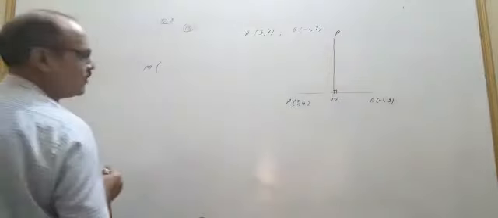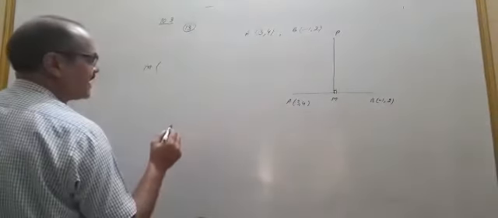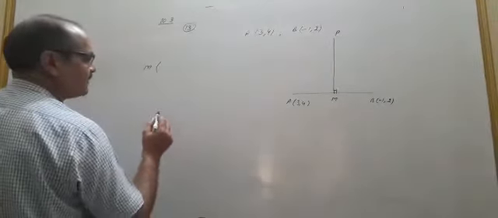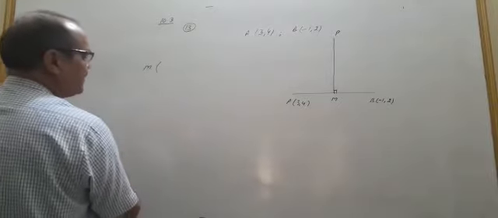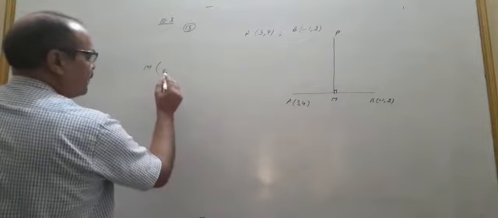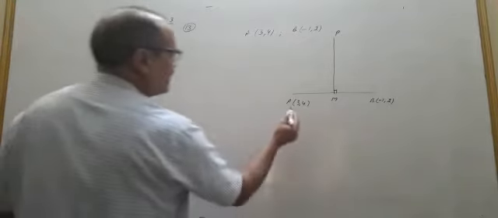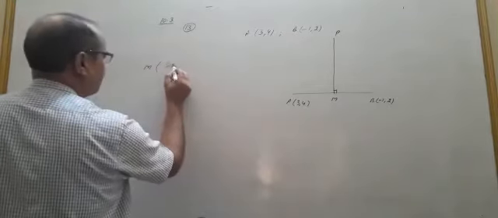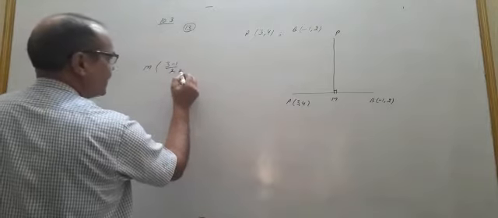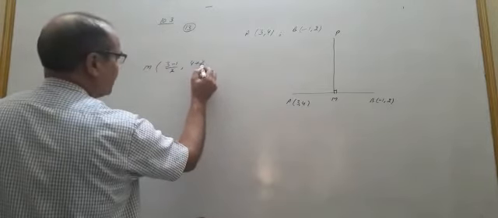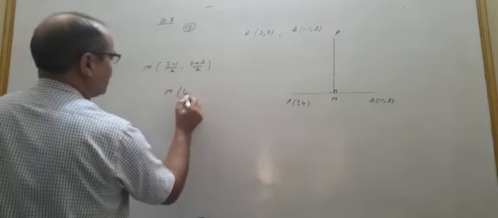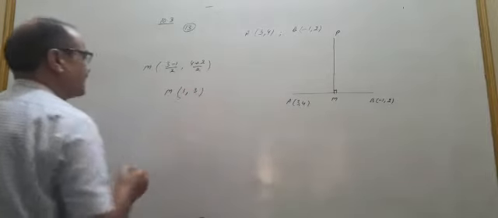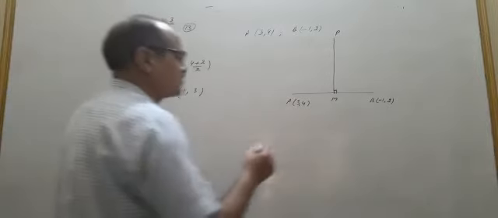M is the midpoint of AB. That is, the question is the equation of the right bisector. Now this PM is the right bisector. So therefore what are the coordinates of M? That is the midpoint formula, x1 plus x2 by 2 and y1 plus y2 by 2. So therefore the coordinates of this become 1 and 3. 1 and 3 are the coordinates of this point M.